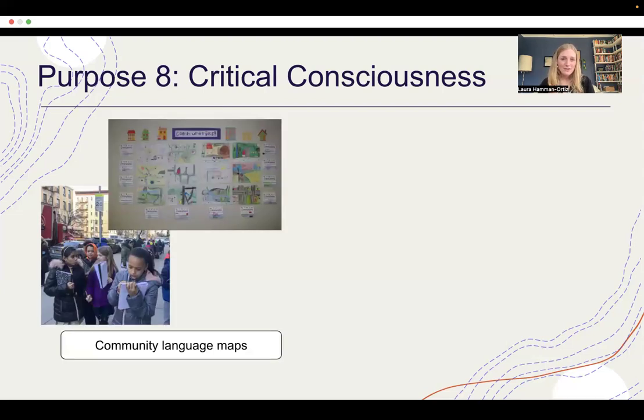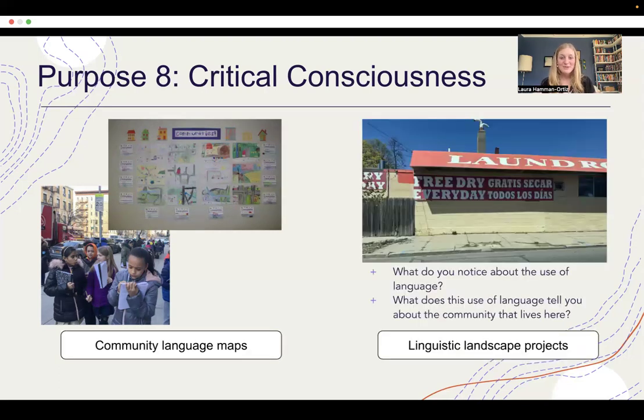So one great way to cultivate critical consciousness is to do a community language map in which students walk around their community, perhaps around the school, and they think about the languages that they see and the way that languages are used in the spaces around them. They might think about why they hear certain languages in one place but not another. They might think about the languages that are visible on the buildings around them. And so this is similar to the Linguistic Landscape project that you just completed, right? So they're thinking about where do they see language and which languages seem to be held up in positions of power and which ones are not, right?